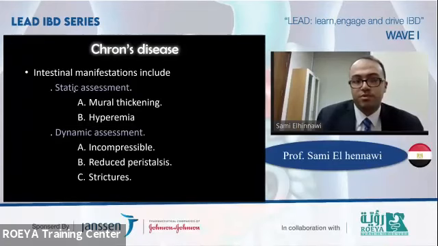We should do a static assessment and a dynamic assessment of the bowel. In the static assessment, we are going to comment on the mural thickening and the hyperemia. In active disease, the bowel loop will show hyperemia. In the dynamic assessment, we should comment on the peristalsis, and we should check if there are any strictures by assessing the pathological segment, bowel diameters, and the peristalsis.